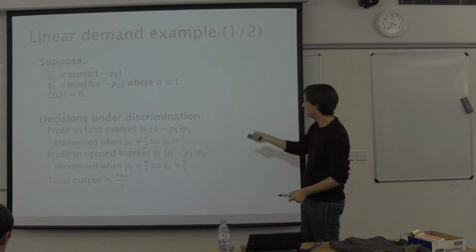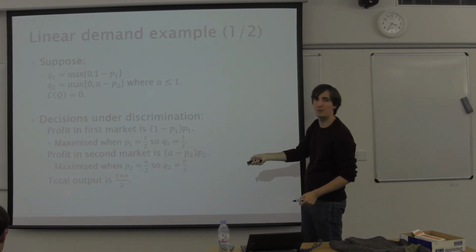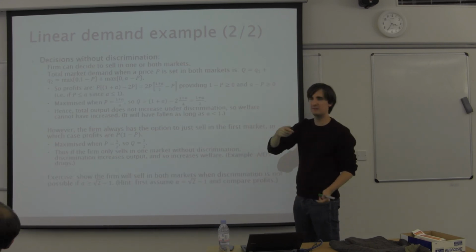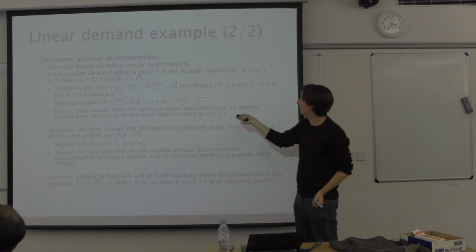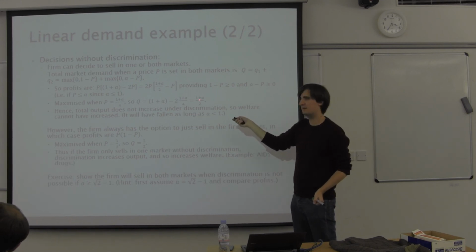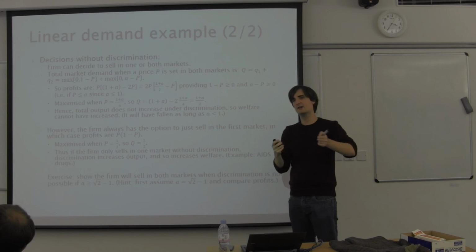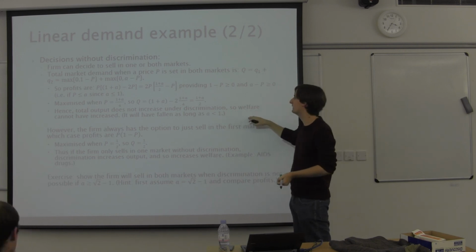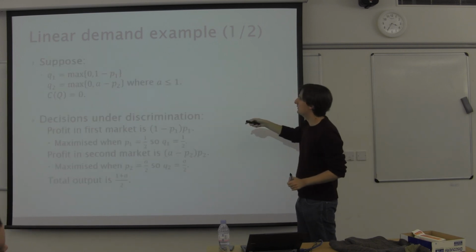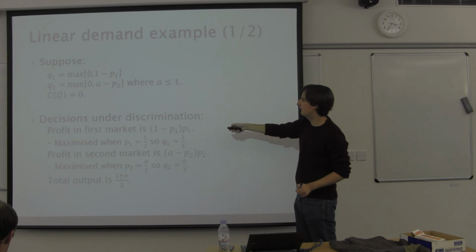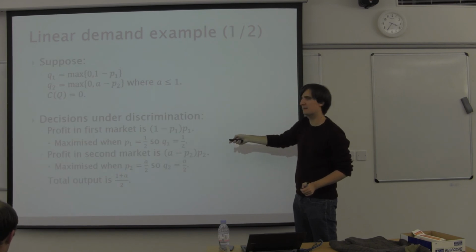So under discrimination, we had a total output of 1 plus A over 2. Without discrimination, when the firm decides to sell to both markets, it's just by coincidence we get exactly the same quantity being produced. So the quantity produced hasn't increased under discrimination, so welfare certainly hasn't improved. So welfare without price discrimination must be higher than welfare with price discrimination in this example.